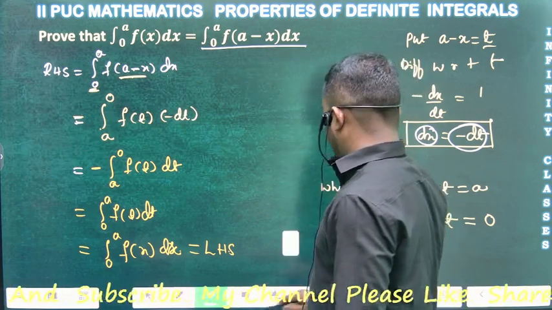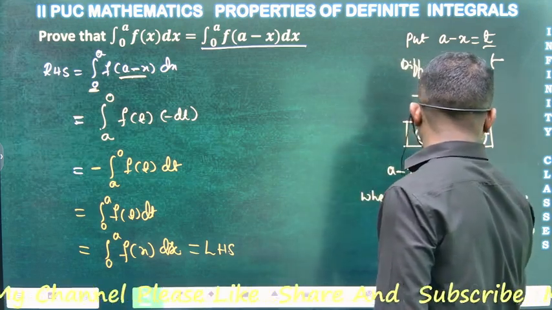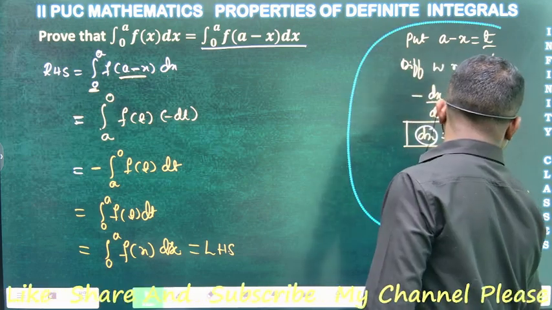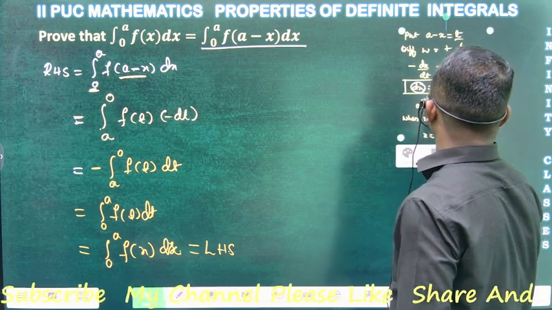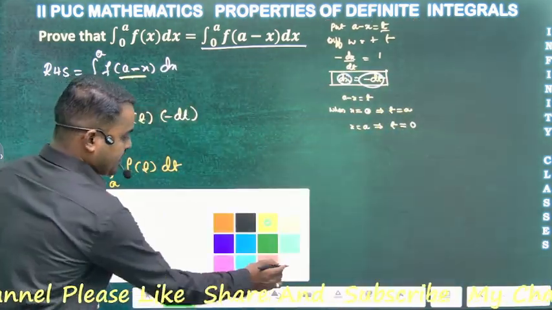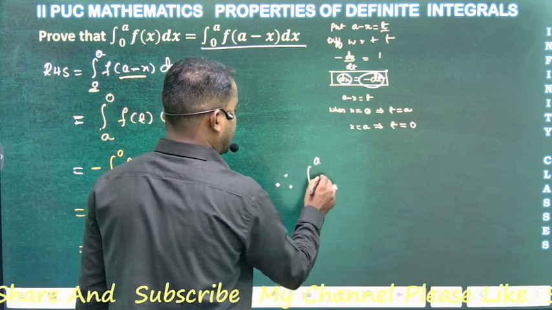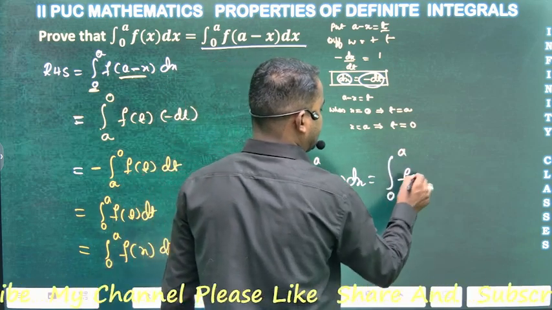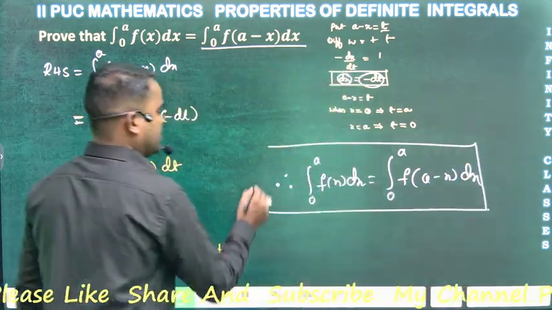And lastly, I am writing here, hence LHS equals RHS. So in the last step we have to write, therefore, integration of 0 to a f of x dx is equal to integration of 0 to a f of a minus x dx. So this is the proof of the property.